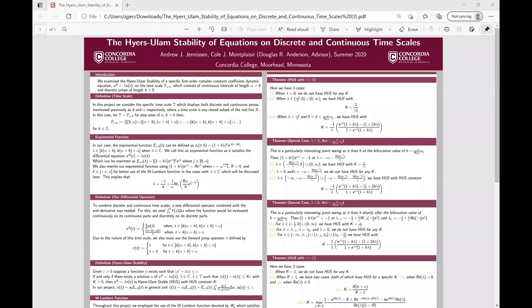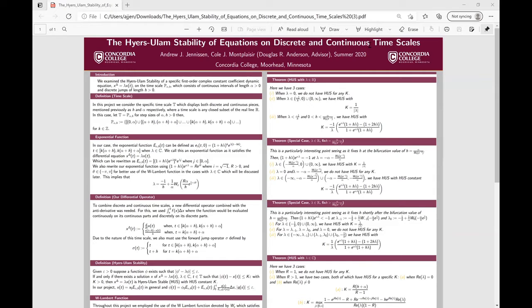In our specific case, we are considering the exponential function e sub alpha h of t, which can be defined as e sub lambda from t to 0 is equal to (1 plus h lambda) to the k times e to the lambda times (t minus hk) for all t in that interval of continuity, and when lambda is in the complex numbers.